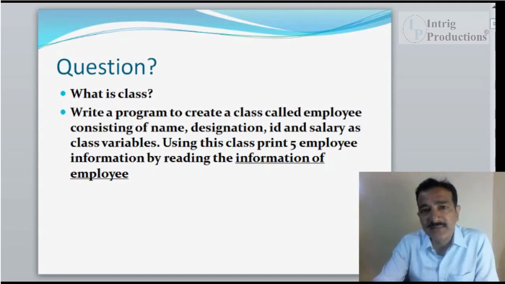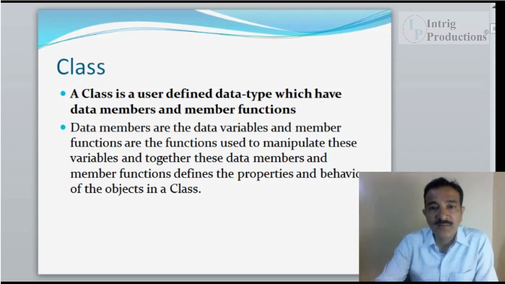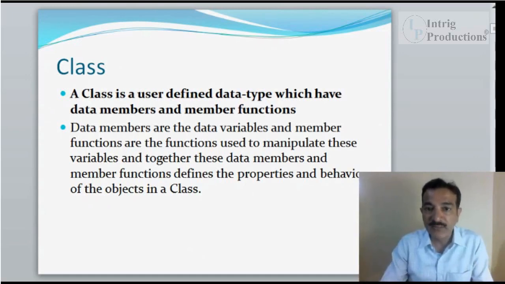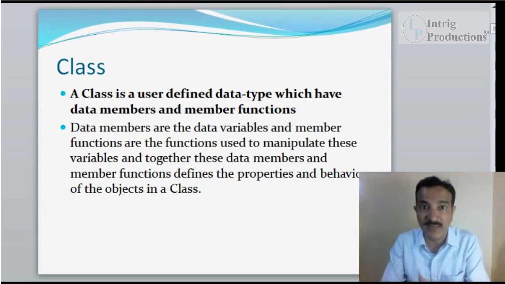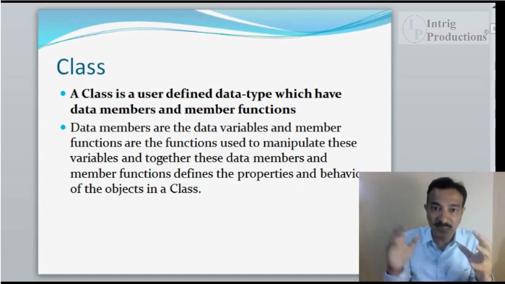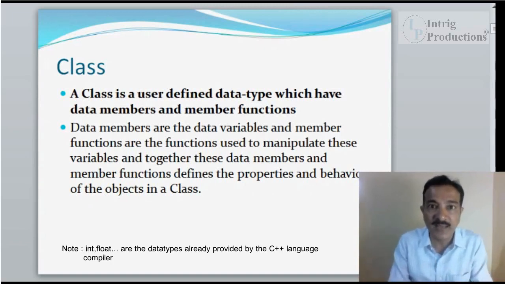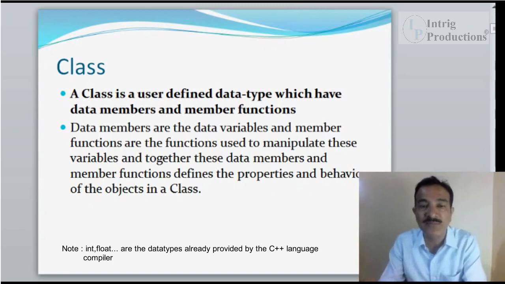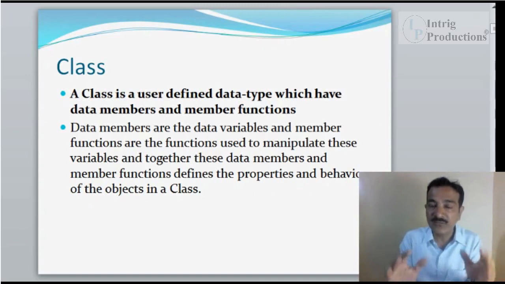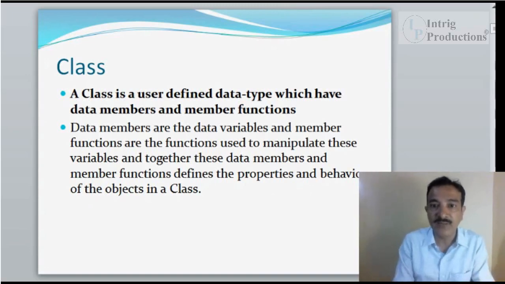So what is a class? A class is a user-defined data type which has data members and data functions. It's something similar to an integer, float and all that, but you can define the data type. The integer, float, all these data types are already provided by the system, whereas this is something like a structure if you have worked in C. So this is a user-defined data type.